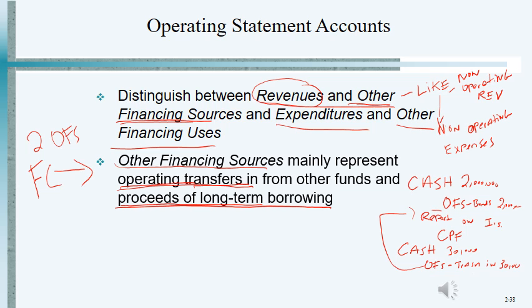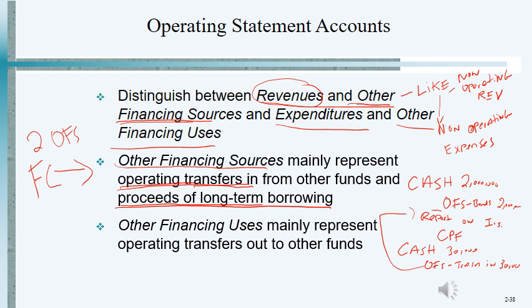Now, when we deal with other financing uses, we say that that really is what? Transfers out. So when our general fund, looking at the other side of this transaction, transfers the money out, they will debit other financing uses. I'm going to abbreviate that OFU, other financing uses, for transfer out. We're going to debit that 30,000, and then we will credit cash, obviously, because that money is coming out.